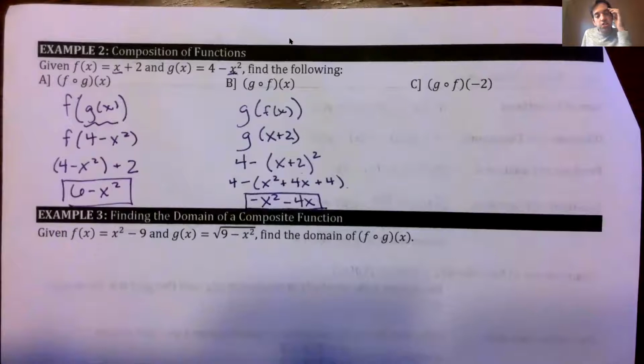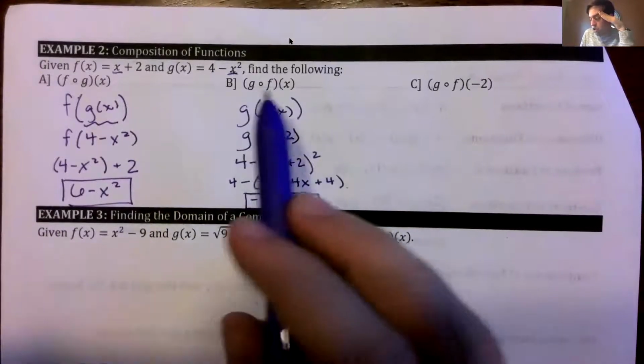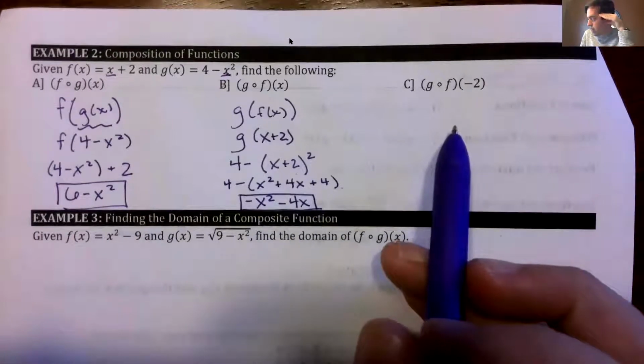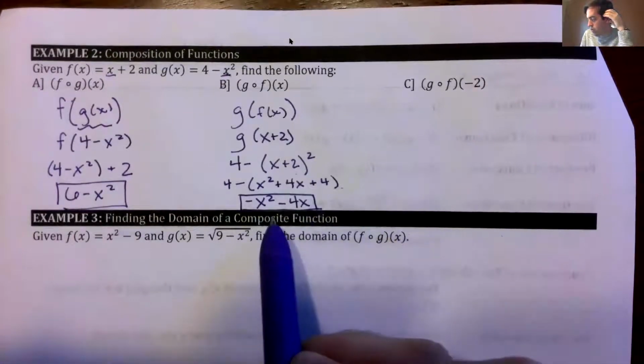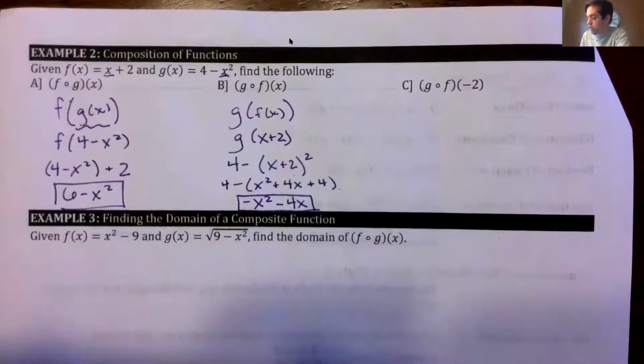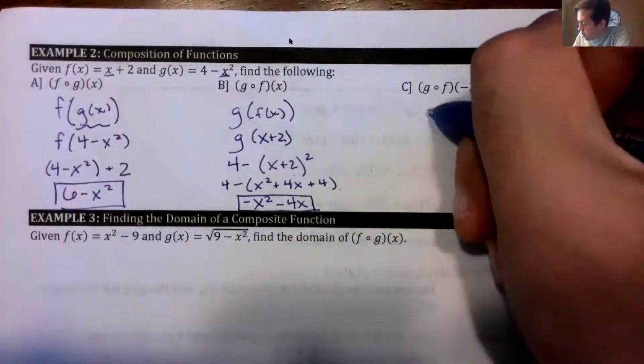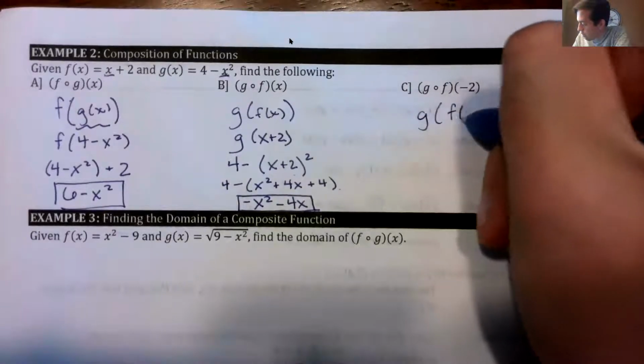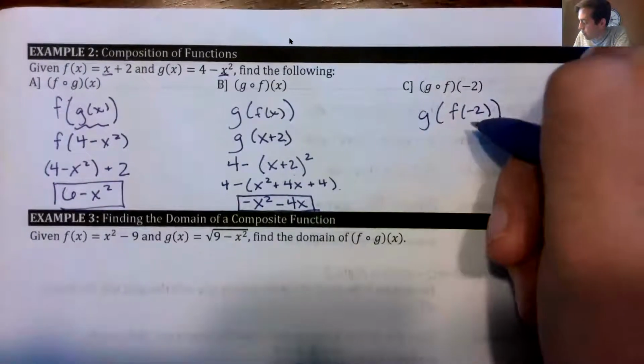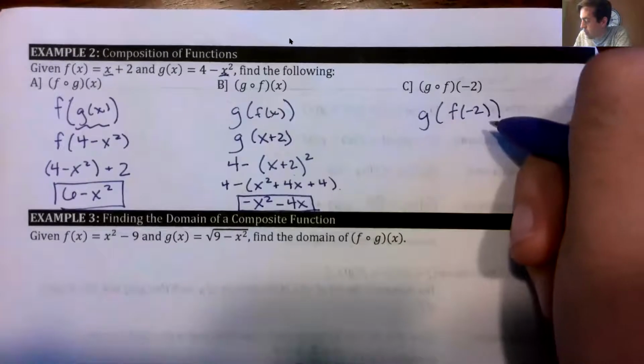All right, last one is g of f of negative 2. Now, we just found g of f of x. So all we need to do now is plug in negative 2 into this. But I'm going to show you the long way to do it because sometimes you're not already going to have this work finished. So if we have g of f of negative 2, first thing we do, we always start on the inside with these composition of functions.